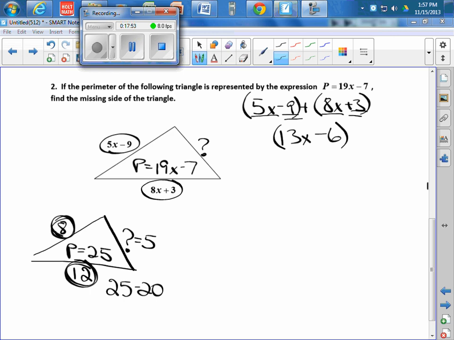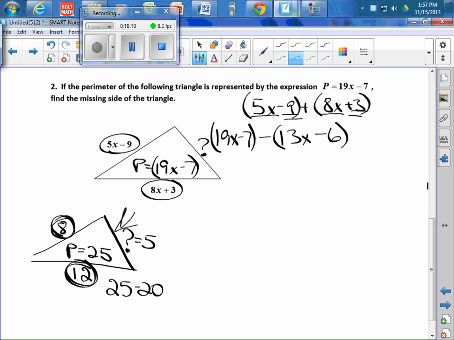Do we take this minus 19x minus 7? Oh, no, we take the perimeter. We take this one, 19x minus 7, and subtract this one. Exactly what we did down here. It's just that we're using these algebraic expressions instead. Well, how do you subtract a polynomial? You're going to change this to a plus. This becomes minus 13x, and this becomes plus 6.